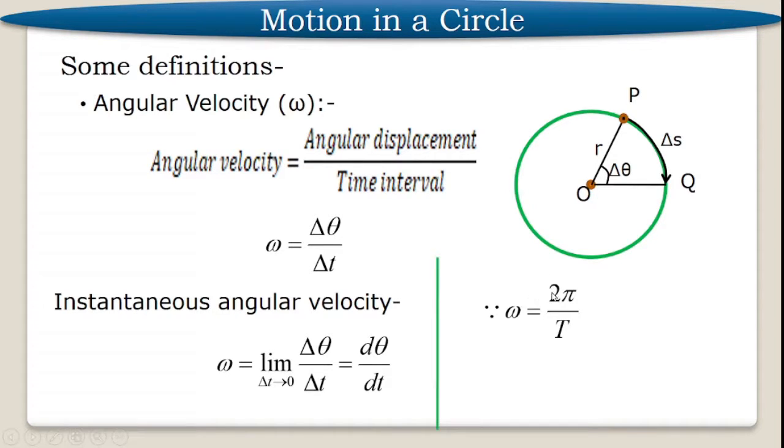Omega is equal to 2 pi by T according to this formula. That means in time interval T, where T is the time period, the object rotates through a total angle 2 pi. Therefore omega is equal to 2 pi by T, and since 1 by T is equal to nu, that means frequency, hence omega is equal to 2 pi nu. This gives the relation between angular velocity and frequency nu.